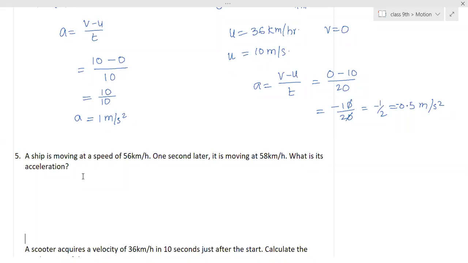Ma'am, is the answer 5 by 9 meter per second square? Yes, right. Should we convert it into decimal? Yes, convert now. Is it 0.55? Yes, 0.55.